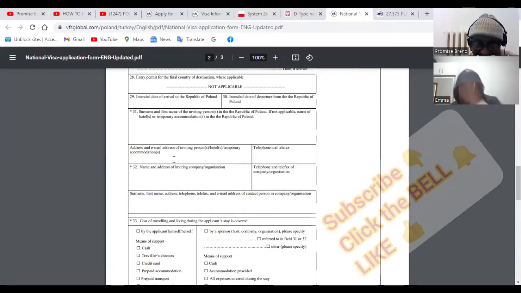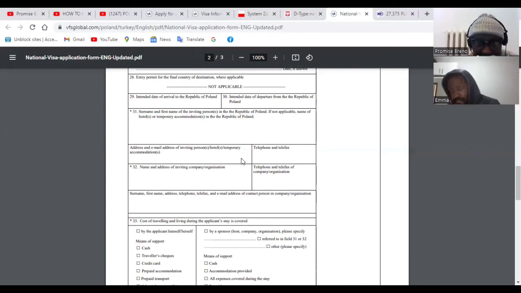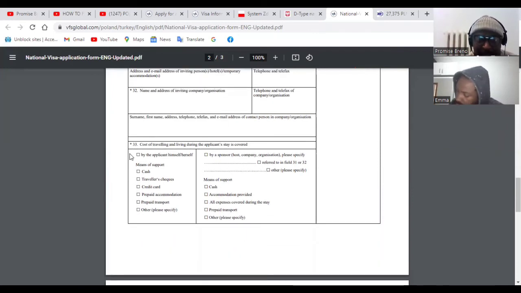So you put the address here of the place, and of the company, then the telephone number and fax, then name and address of the inviting persons or company. The same thing again here. You can put the same again here. Then telephone number and fax, the same thing again here. Then surname, first name, address of the inviting persons here again. Then here, cost of traveling.